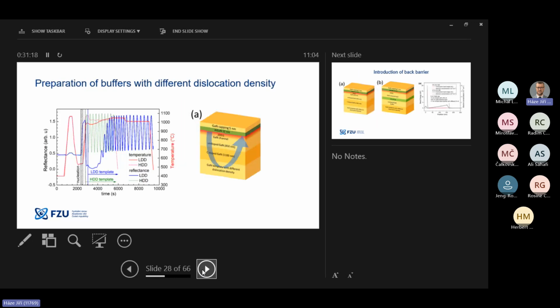What happened was that in the case of low dislocation density, the carbon-doped layer, which was used to make a high resistivity layer and to separate the GaN channel from the bottom part of the structure, deteriorated. This C-doped layer didn't actually work, so we had to add something more.